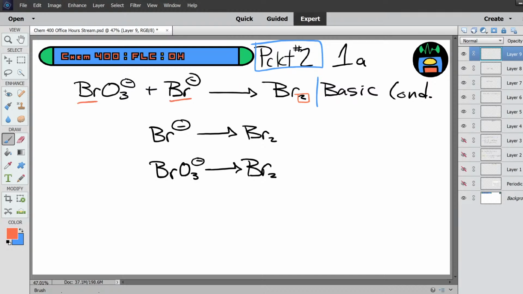So both of these reactants are funneling into the same product, and so the two half reactions need to have bromine, Br2, as the product for both of them. So that's why that's there. We're going to go ahead and start with the bromide half reaction, then we'll come back and do bromate, then we'll combine the two together.